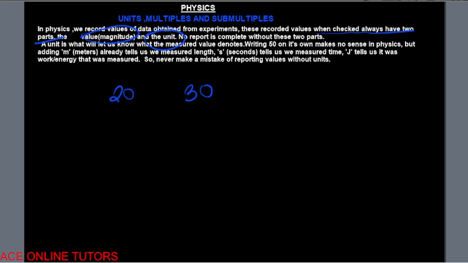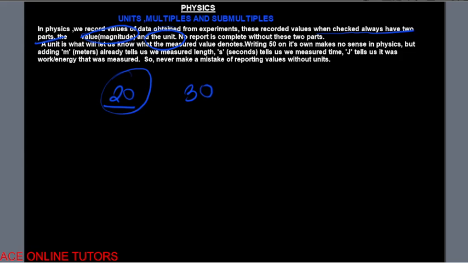So no report is complete without these two parts. If you are given any report for the measurement of a value and it doesn't have these two parts, which are the value, which in physics we always call magnitude, but they are the same thing, that's just the size, how big it is, and the unit, then it is very wrong. You don't put only the value without the unit, or only the unit without the value. So units are very important in physics.